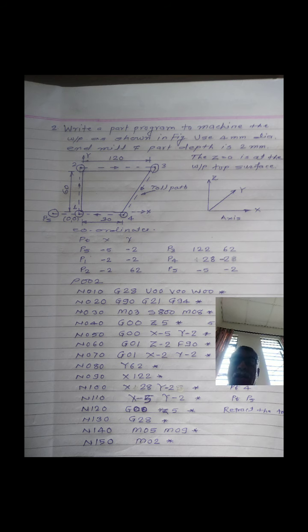Then for the third block, you have to start the spindle. N030 is the sequence number. M03 starts the spindle in clockwise direction at spindle speed 800 rpm, that is S800, and M08 starts the coolant, end of the block. These three blocks are defining blocks. Then next, you have to bring the tool from the machine home position to the starting point.